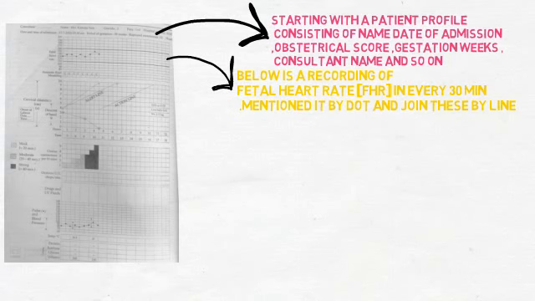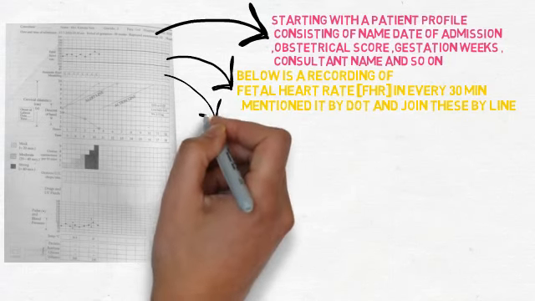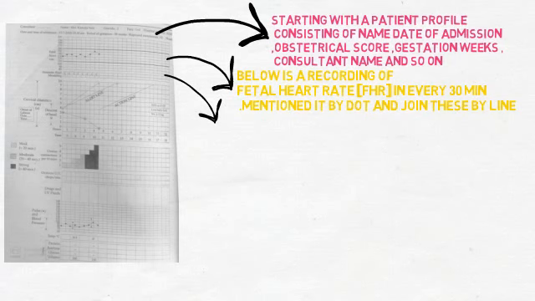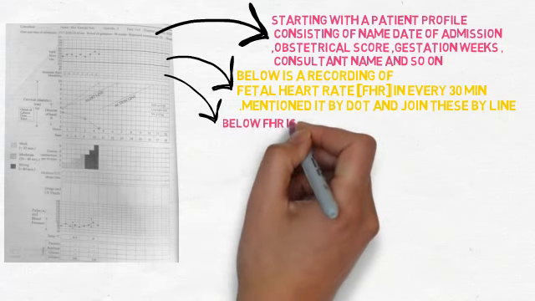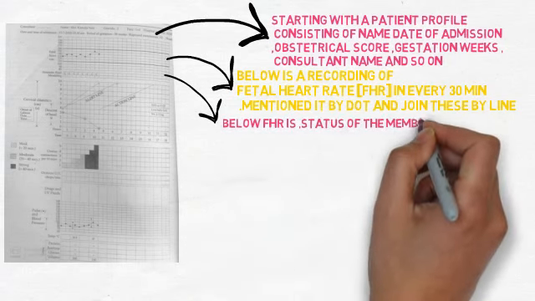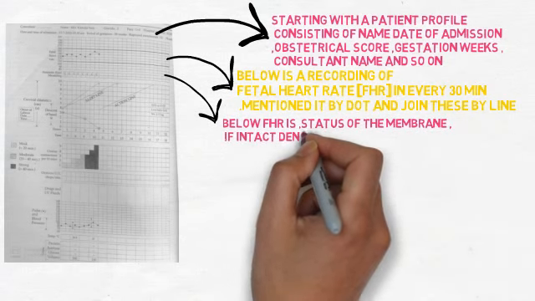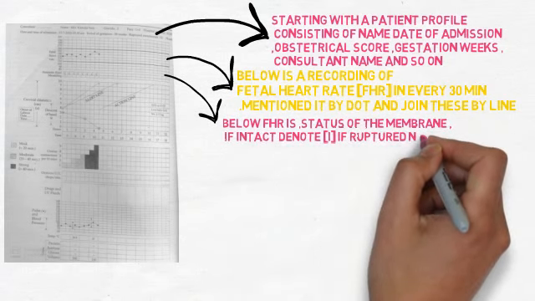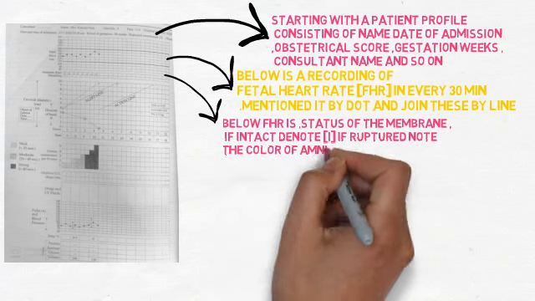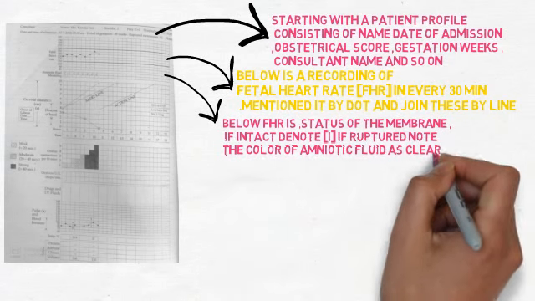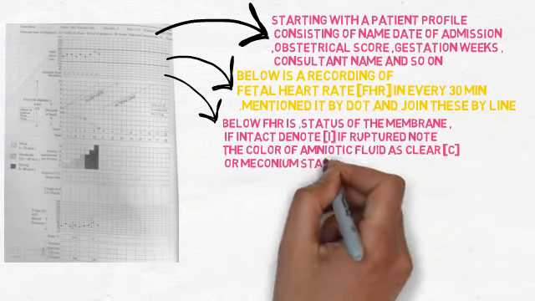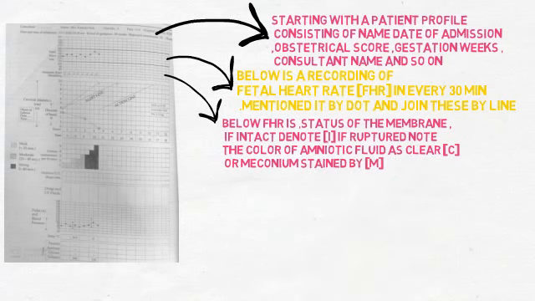The next section, just below the fetal heart rate, mentions the status of the membrane. If the membrane is intact, it is denoted by capital letter I, and if ruptured, note the color of amniotic fluid. If clear, we can mention C, and if it is stained with meconium, we mention it with the letter M.